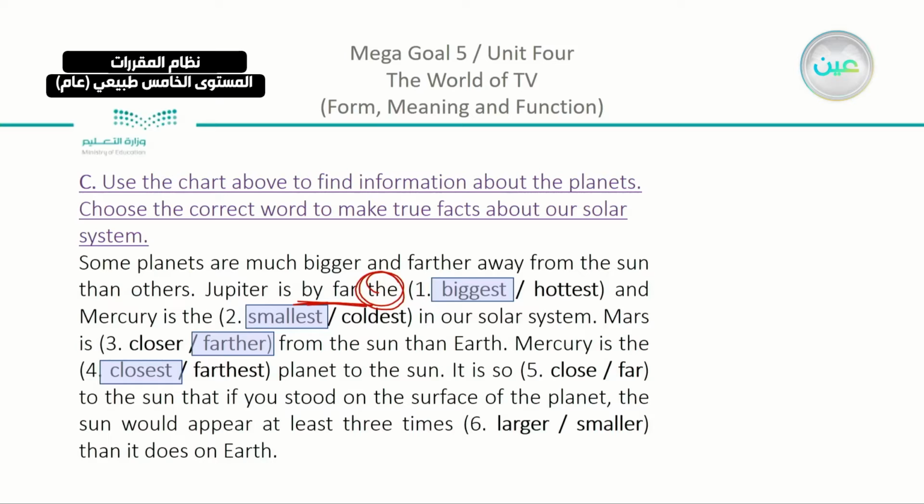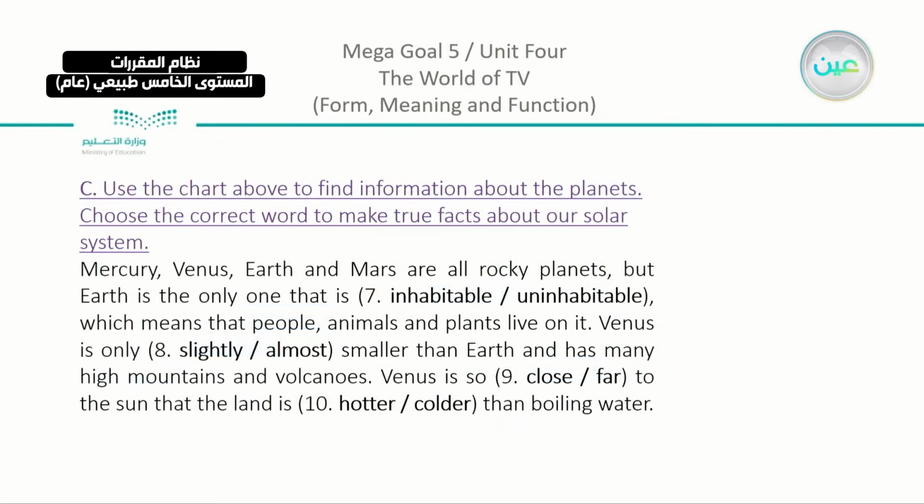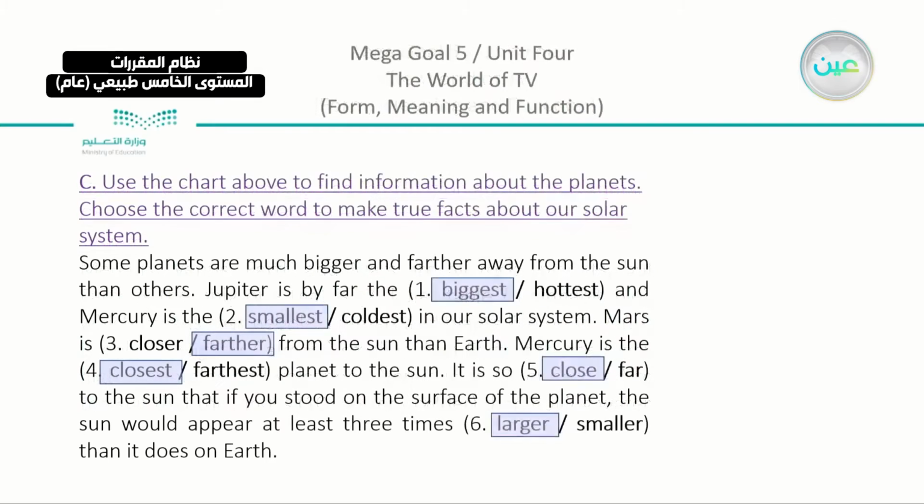It is so close or far to the sun. Note that we used one time the superlative form, and we used also the comparative form. This time there is no kind of comparison. We're just using the adjective here. So it is so close or far to the sun. The answer is going to be close. And after that, the sun would appear at least 3 times larger or smaller than it does to the Earth, and our answer is going to be larger. Moving on. Yes, we're done with this one.